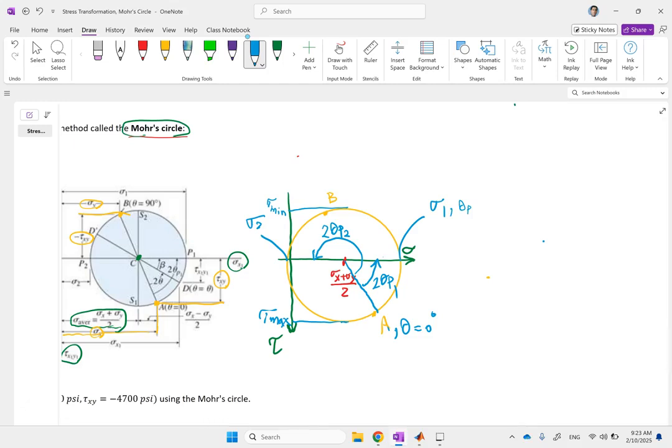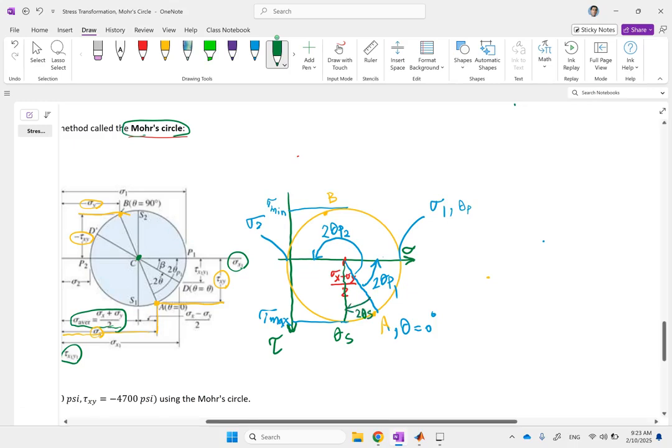Now what about theta s1 and theta s2? This plane here is where tau max is, and this is theta s. If you measure it from A, which is 0 angle, this angle here is 2 theta s1 and is clockwise, so it's negative. And this plane here is where theta s2 is, the minimum, and that is this angle here, and basically that is a positive angle.